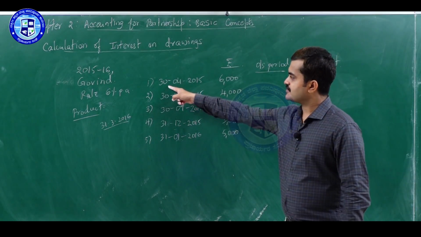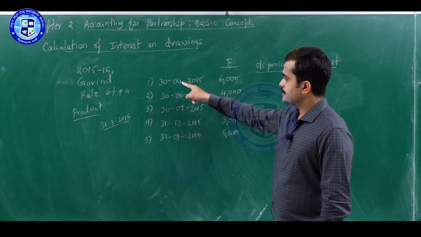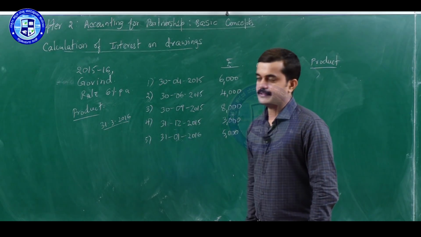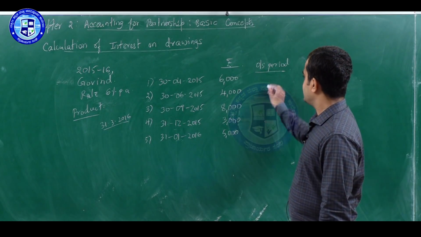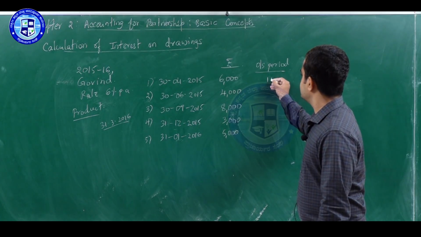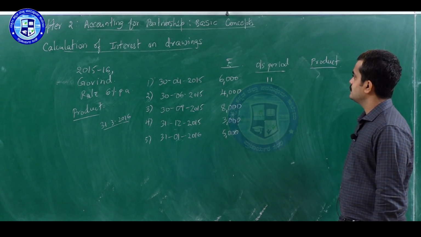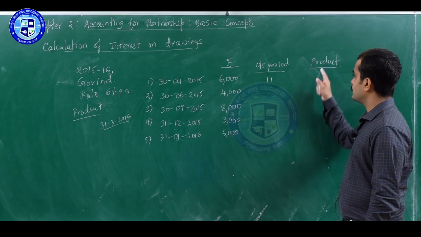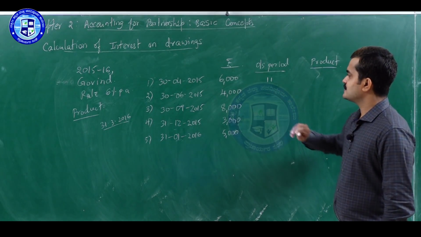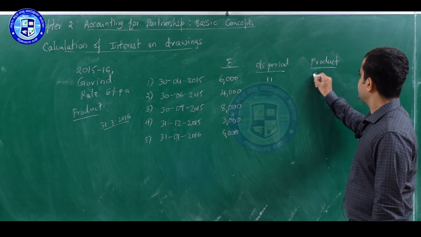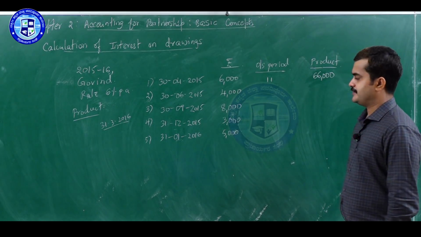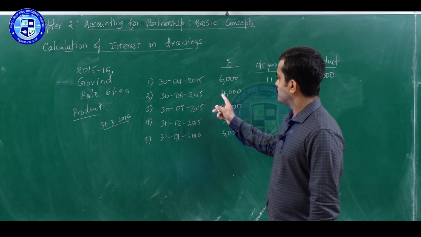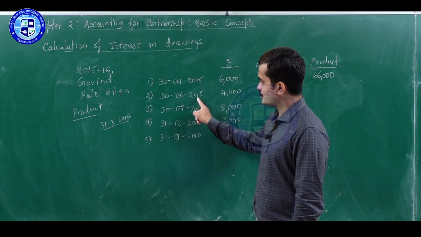So, here in the case of the first withdrawal, the date is 30th April 2015. From this date to the last day of that accounting period consists of 11 months. So, 11 is the outstanding period. We have to multiply the outstanding period by the amount of withdrawal to find out the product. So, here 11 into 6,000 we get 66,000 as a product.